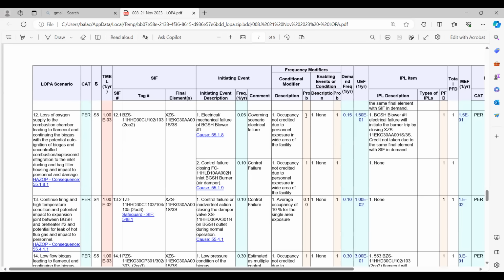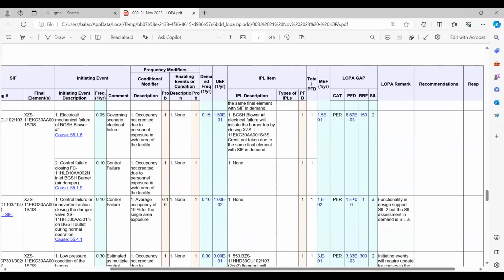Then you have your probability. This is one, every year it occurs. Then demand frequency, you have this frequency modifier. Then you have the IPL, the independent layer of protection. I told you, no? Biogas superheater blower one electrical failure will initiate the burner trip by closing this valve. So credit is not taken due to the same final element with SIF in demand. But the point is, this electrical failure will initiate the burner trip by closing this valve, so this is one of the independent layers of protection. You got it, friends? Now the total PFD, we have considered only one. So the PFD value is 1 for this, and total PFD is 1. Now you have to see the LOPA. What is the result here?